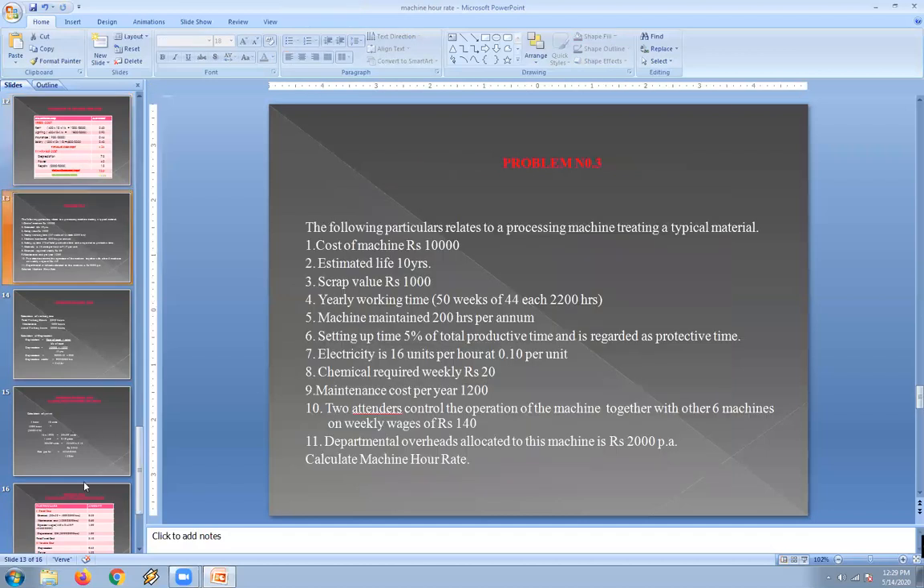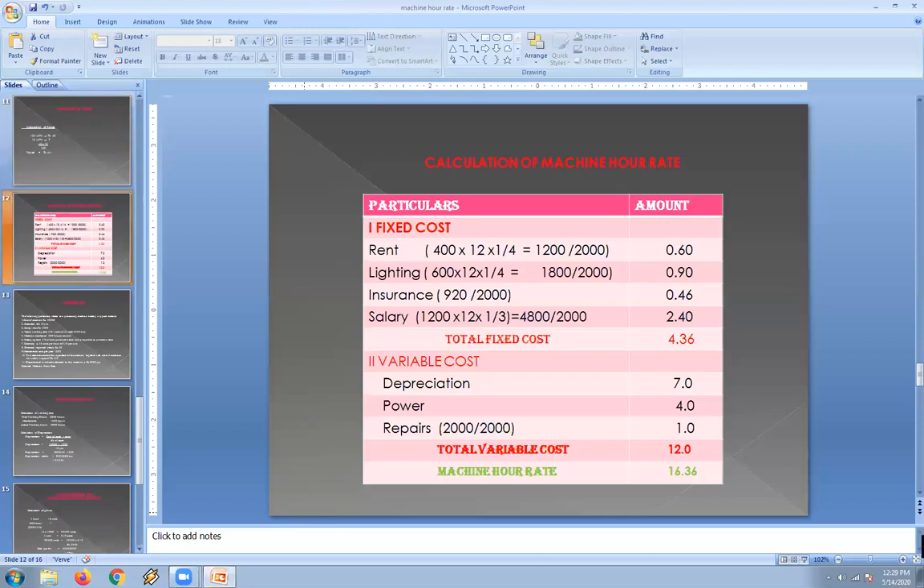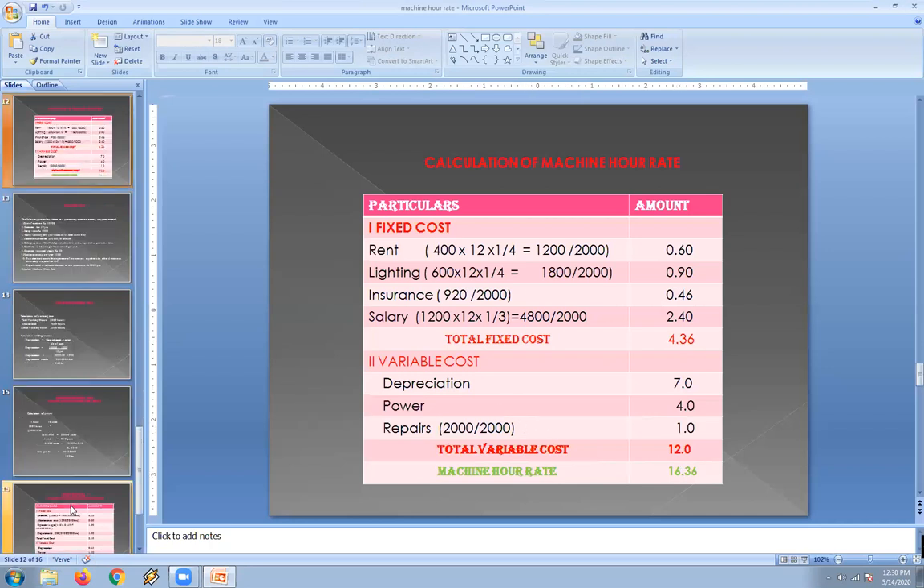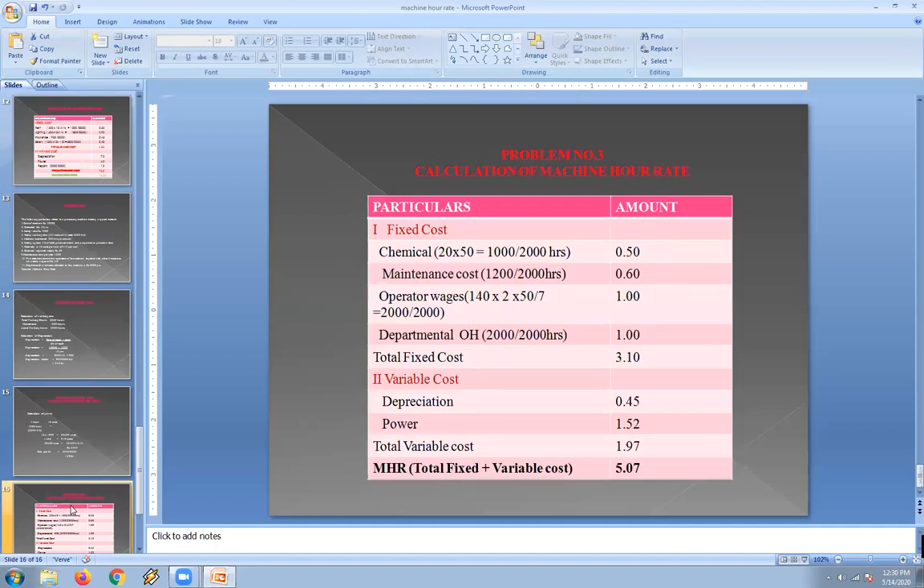Now all the expenses have been shown for the calculation. So let us calculate the machine hour rate for both the fixed as well as the variable cost. The total fixed cost is 4 rupees 36 paisa and the total variable cost is 12 rupees. So the total of fixed and variable cost, 4.36 plus 12 rupees, is 16 rupees 36 paisa. So we have calculated the machine hour rate. Let us go to the third question.